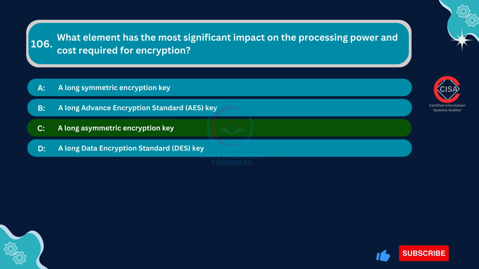Encryption algorithms can be categorized into symmetric and asymmetric. Symmetric algorithms use the same key for both encryption and decryption, while asymmetric algorithms use a key pair consisting of a public key and a private key. Asymmetric encryption algorithms, particularly with longer key lengths, are computationally more intensive compared to symmetric algorithms. Longer keys take more time to process, impacting overall encryption or decryption speed. Systems might need more powerful processors or additional hardware acceleration to handle the computational demands of long asymmetric keys.